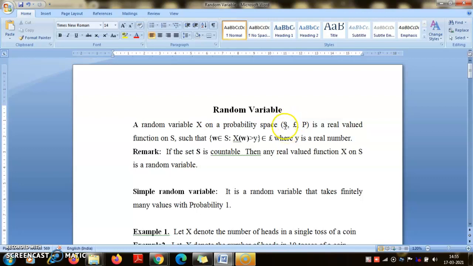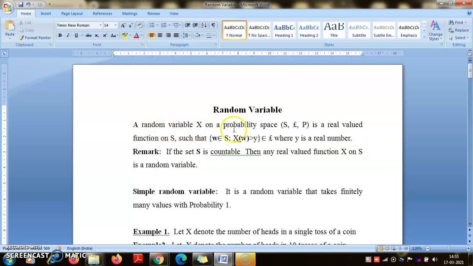The set of outcomes of that random experiment, we denoted it by S, and then the second component represents another set which consists of some subsets of S, and P is a probability function defined on this collection of subsets of S. So together this is called a probability space. Now I am going to introduce the concept of random variable on a probability space, and we will see why this concept is important.